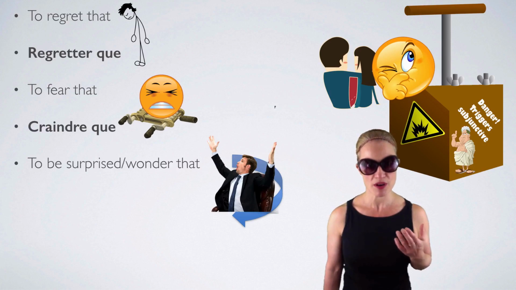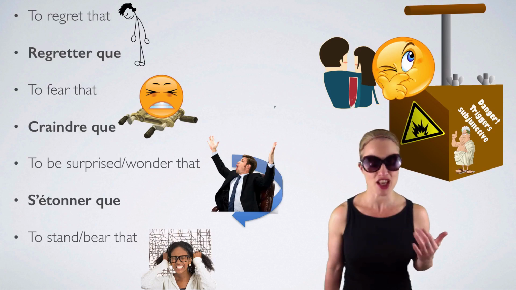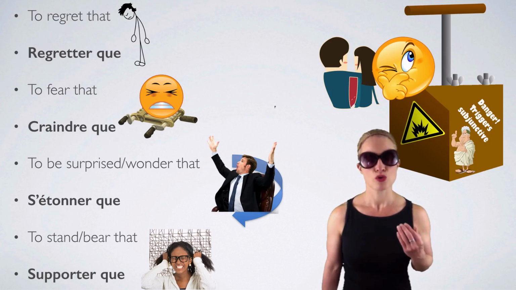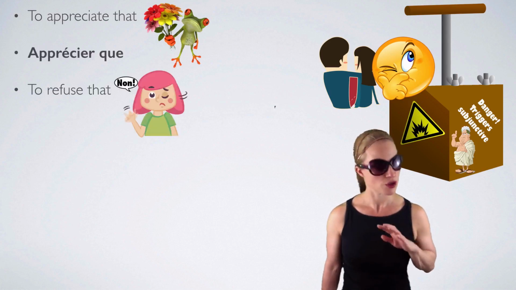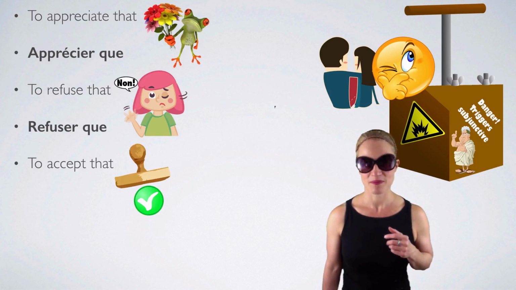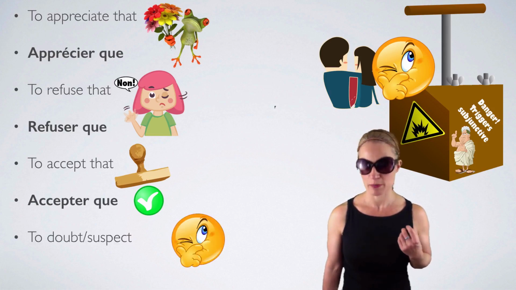To be surprised, to wonder that. This is a pronominal verb. S'étonner que. To stand, to bear that. I can't stand it. I can't stand that something happens, that someone does this. Supporter que. To appreciate that. Apprécier que. To refuse that. Non, non, non. Refuser que. To accept that. It's kind of French we like, isn't it? Accepter que.